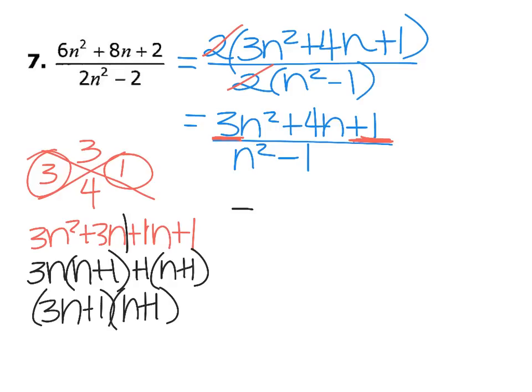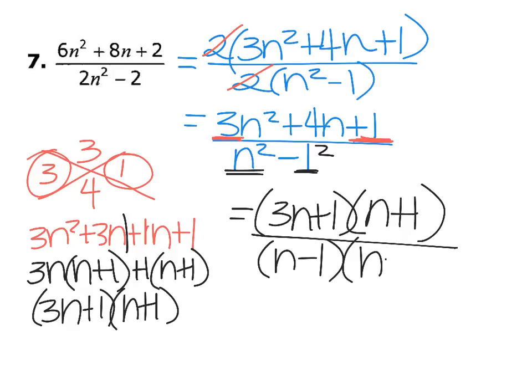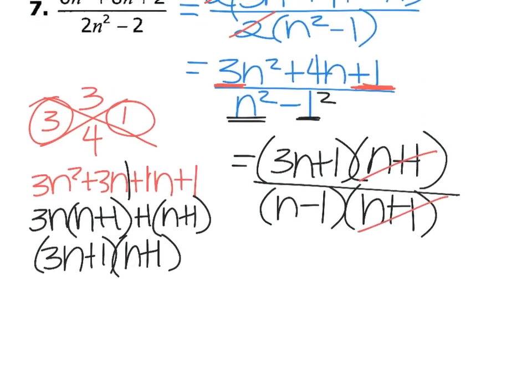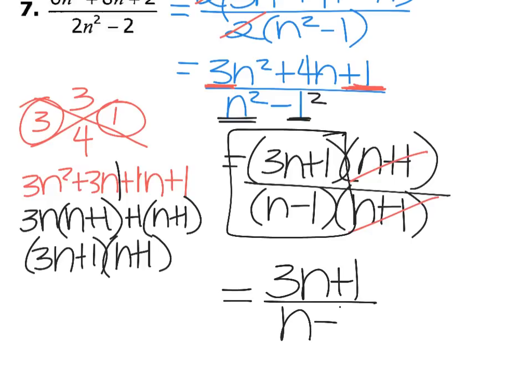So that's going to go on top. We've got 3n plus 1, n plus 1. Now our denominator is difference of squares, right? We've got n is our a, 1 is our b. So on the bottom we've got n minus 1, n plus 1. Now, n plus 1 and n plus 1, we cancel out our common binomial factors. And what we're left with, scoot it up a bit, is just this right here. So our final answer is 3n plus 1 over n minus 1. And that's our simplified rational expression.